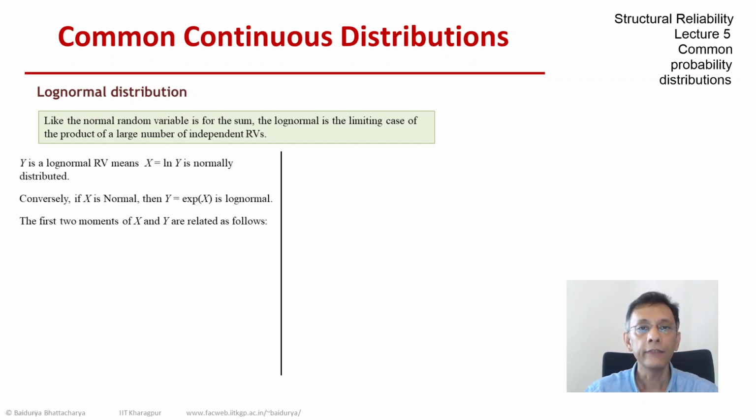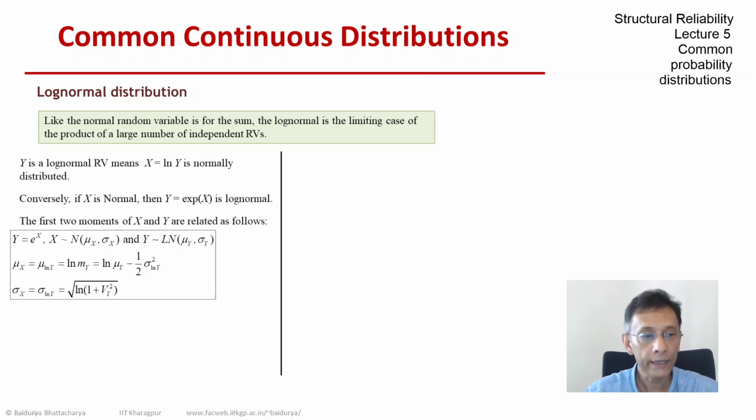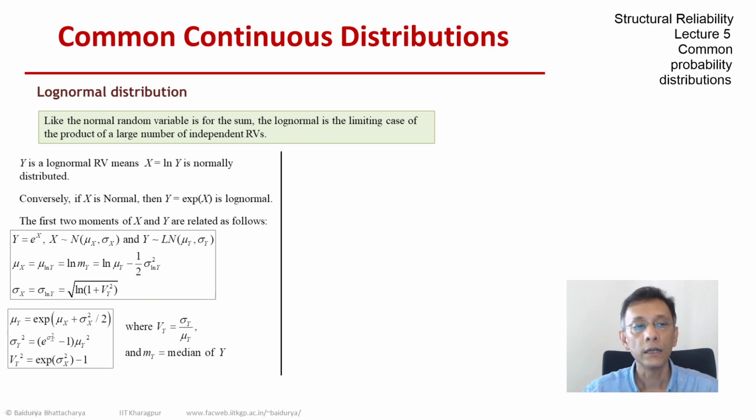So if x is normally distributed, exponential of x is log normal. So that's how the two are related. And it's useful to be able to relate the moments of one with the other. Mean of x and sigma of x, and mean of y and sigma of y, or equivalently the COV of y, they are related as you see here, and it will be good to remember them when we solve problems involving the log-normal distribution.